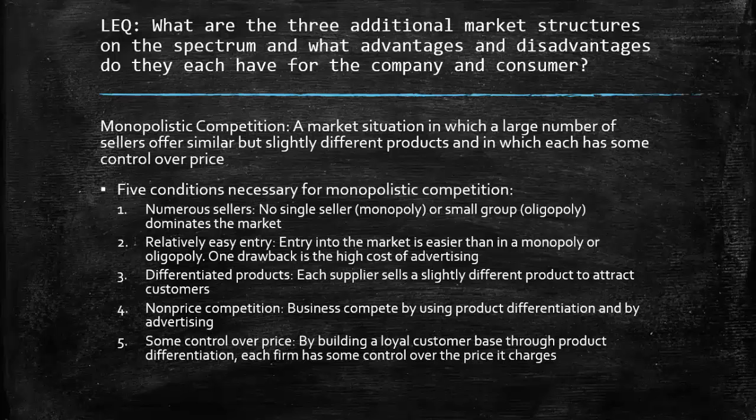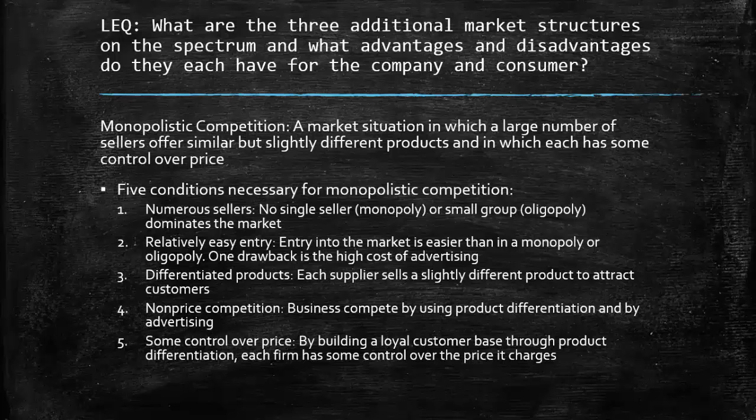Remember, guys, even though monopolistic competition is a form of imperfect competition, of the 3 forms of imperfect competition, monopolistic competition is the closest to perfect competition. Do not confuse monopolistic with monopoly. So here we go. Numerous sellers. No single seller, as in a monopoly, or a small group, as in an oligopoly, dominates the market.